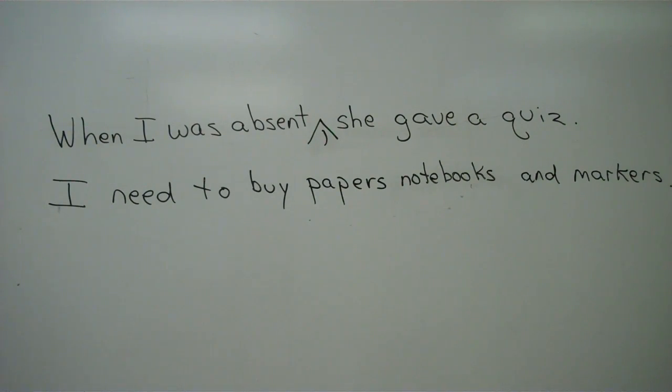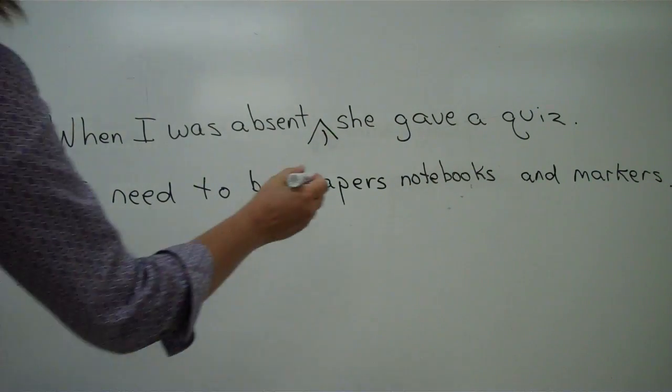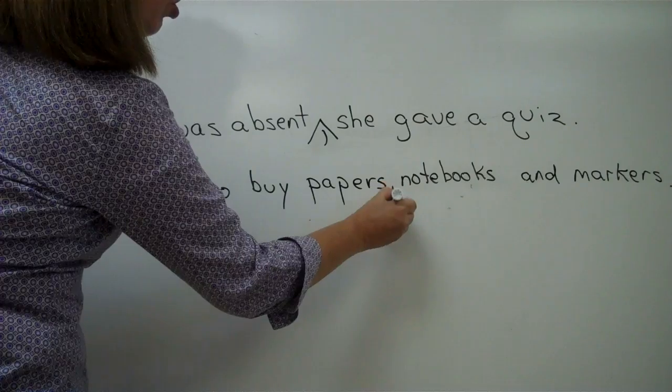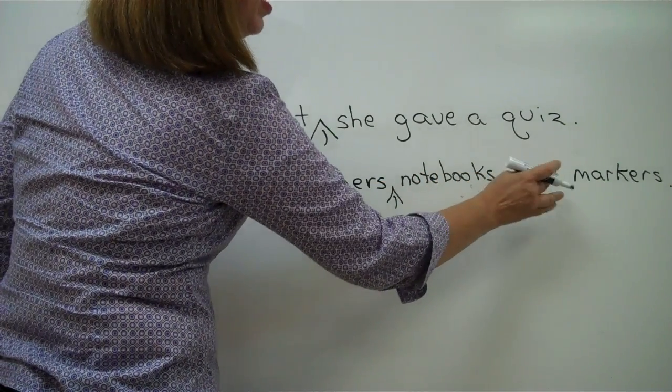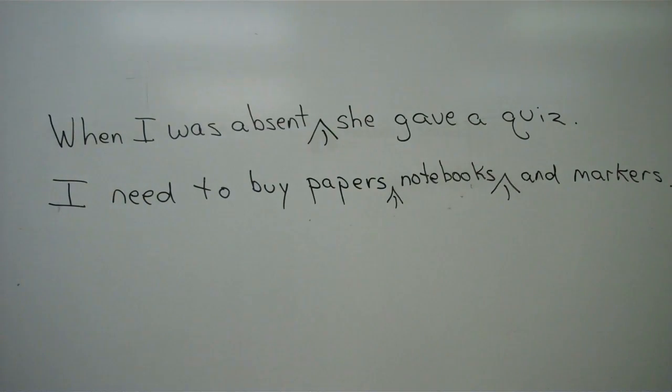The next example is, I need to buy papers, notebooks, and markers. This is a series, and we must place the commas where they belong. I need to buy papers, comma, insert a comma, notebooks, comma, and markers. This is an example of using editing marks with inserting commas.